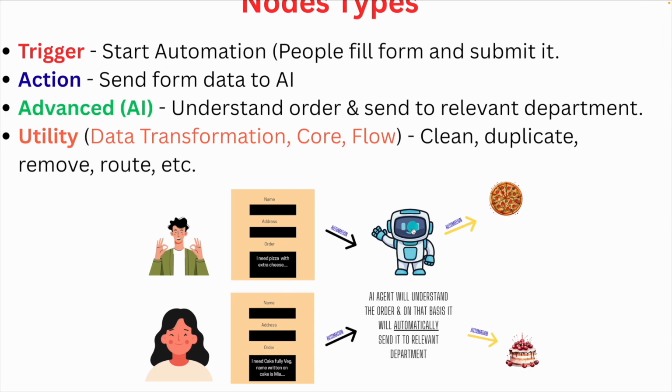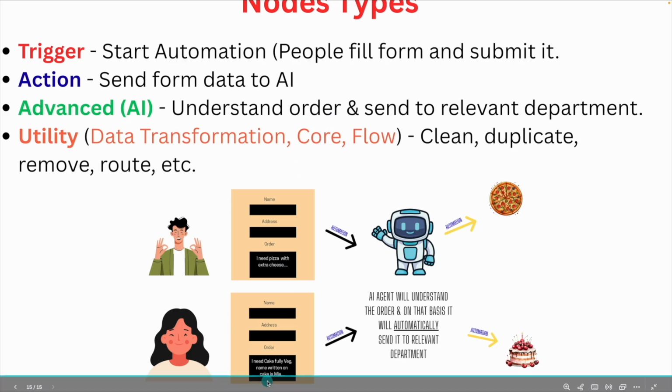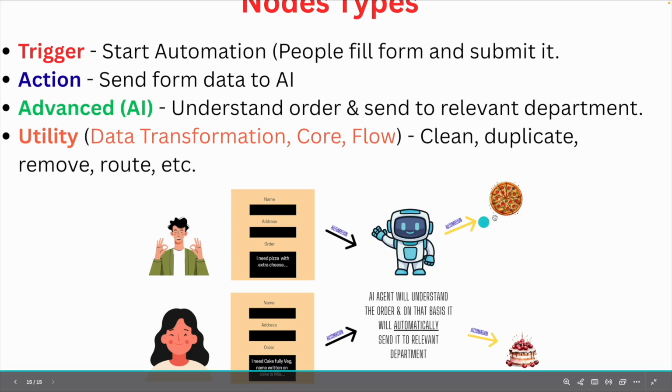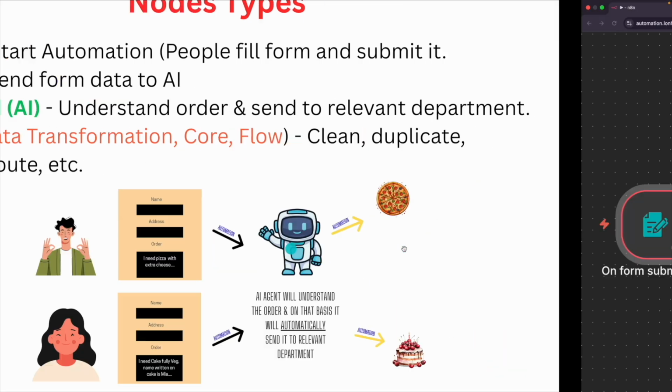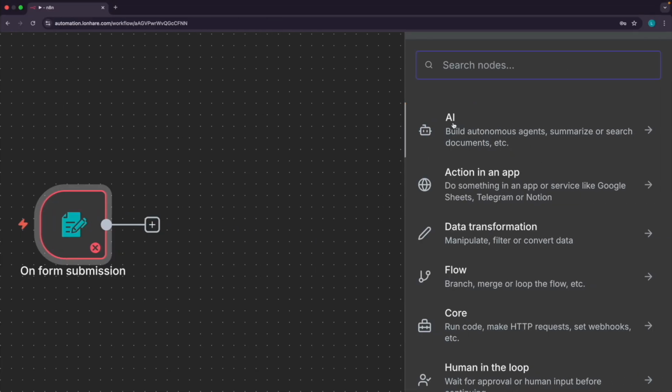So what it is going to do is understand, in our case, what type of order it is, whether it's a pizza or a cake, and according to that it will send it to the relevant department. So this type of functionality AI can do. Okay, so that's why here we have an AI type of node.